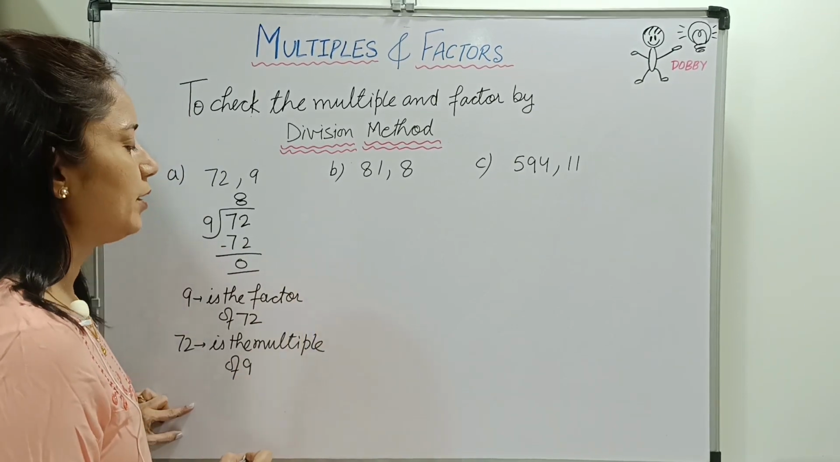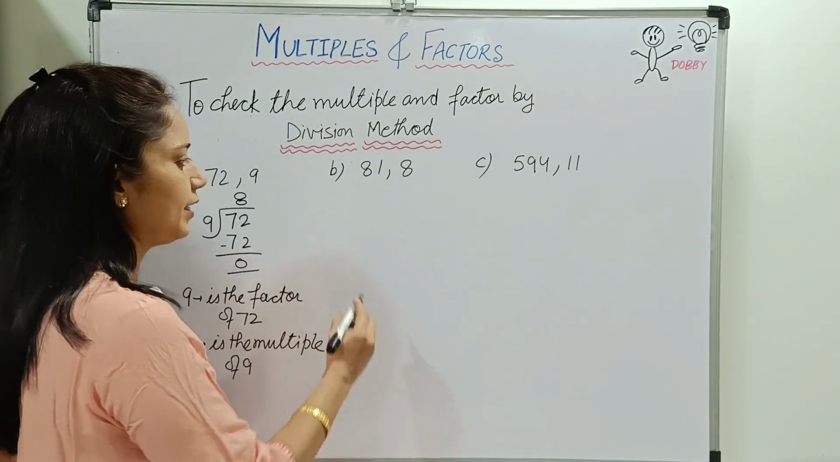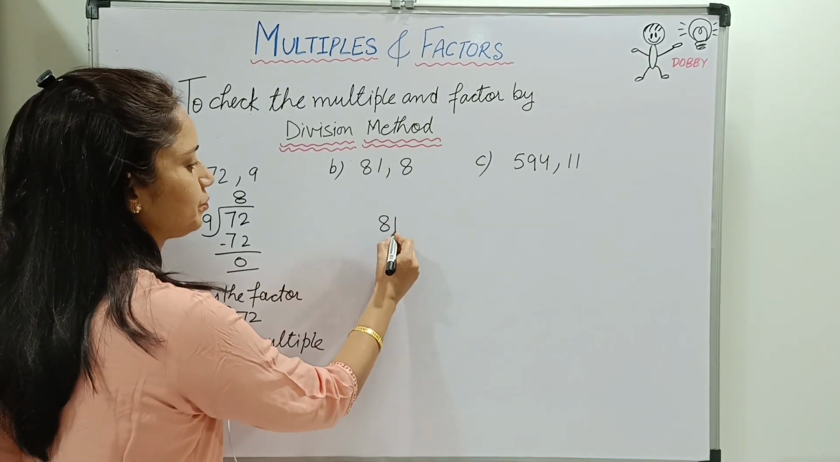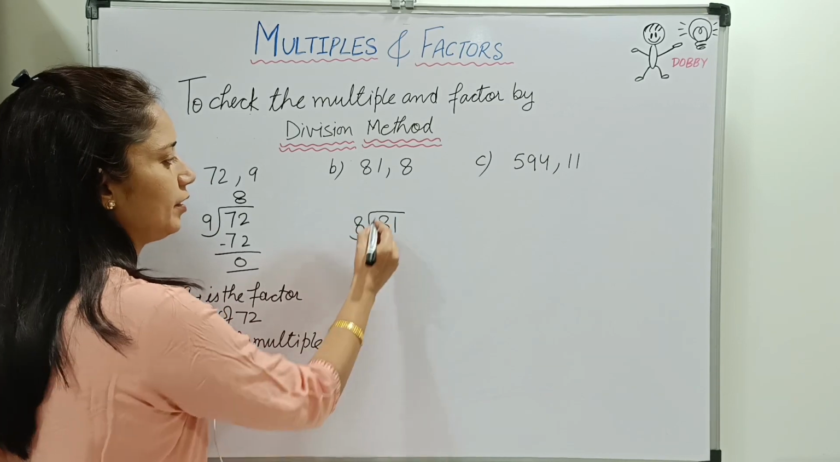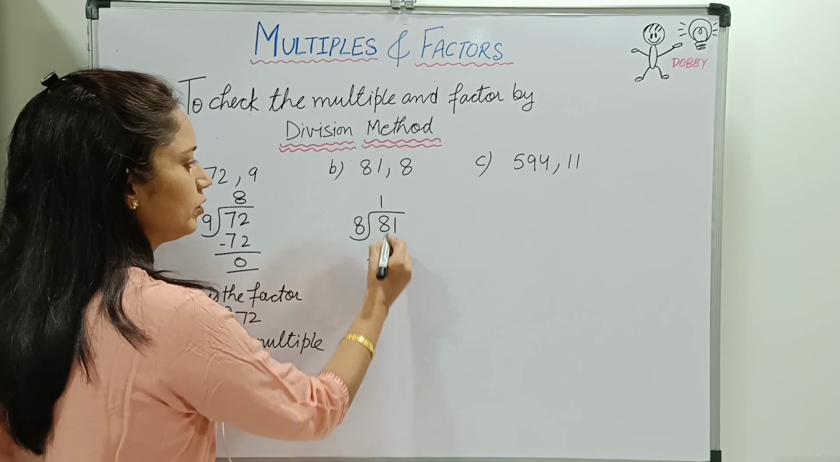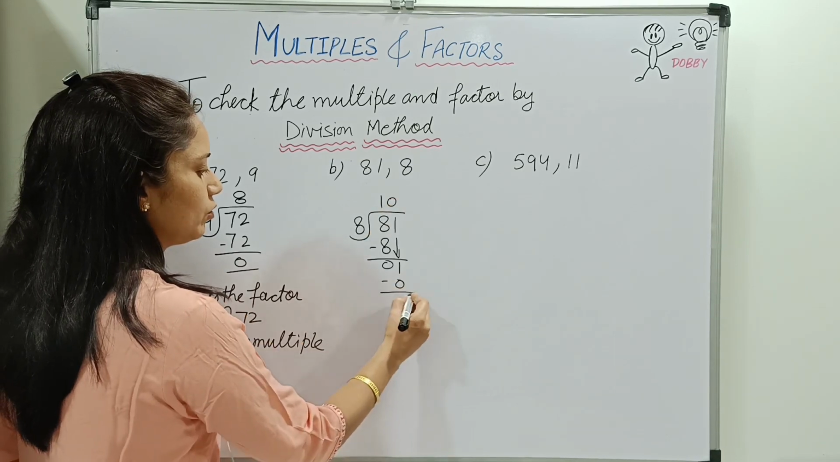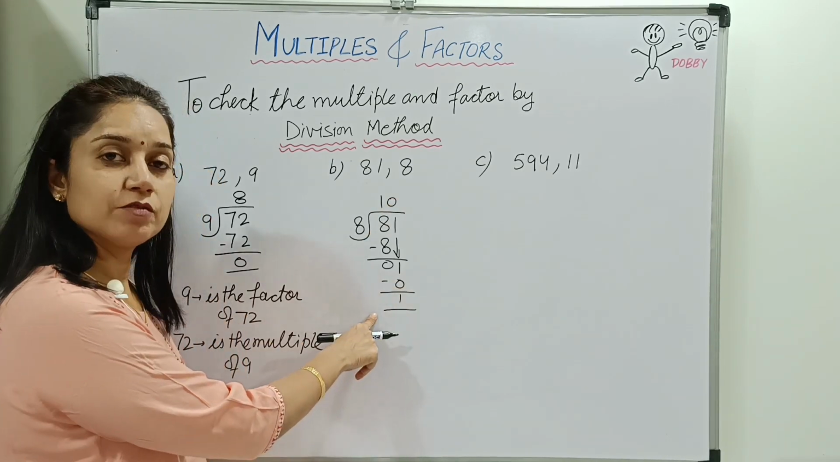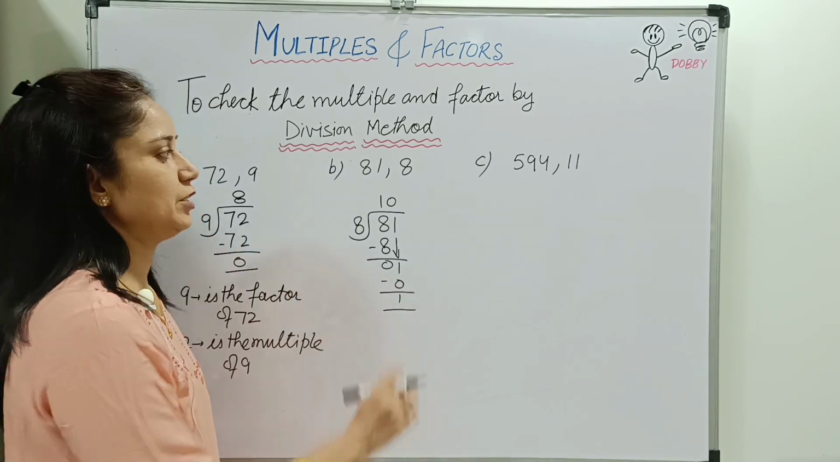Let us go to B part. Here two numbers are given, 81 and 8. Let us divide. By the table of 8, 8 ones are 8. Copy 1 down, 8 zeros are 0. Here the remainder is 1, that means it is not fully divisible.